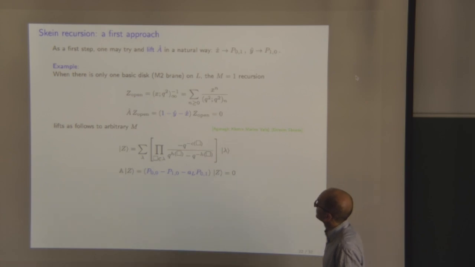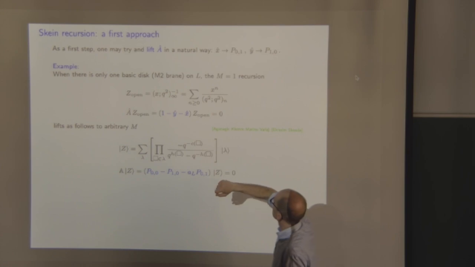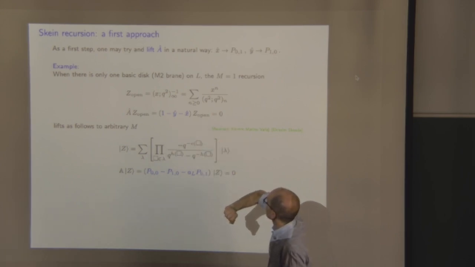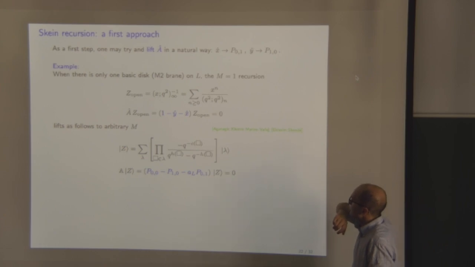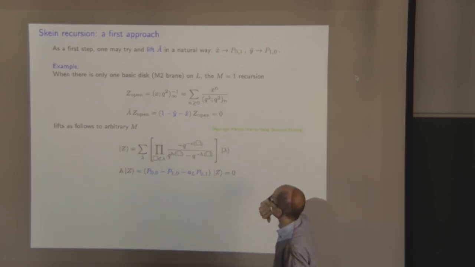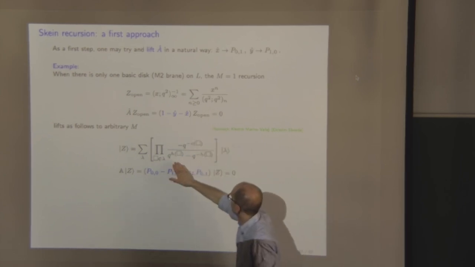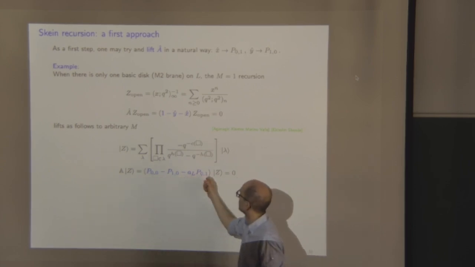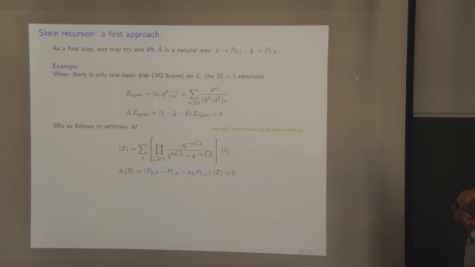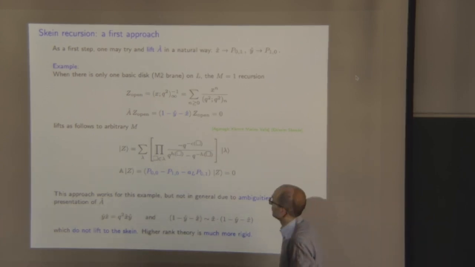And in fact, this works in simple examples. So for instance, when you have just a single disk, in the U1 case, the open string partition function is this Q-Pochhammer, and the recursion relation is 1 minus y minus x, as we've seen earlier. And indeed, if you go to arbitrarily many branes, the Q-Pochhammer is replaced by this expression, which is indeed annihilated by this triple of operators that are the lifts to the skein of 1 minus y minus x. So things work out very, very easily in this example, but unfortunately not in general.